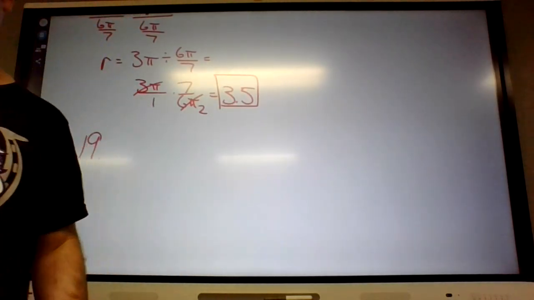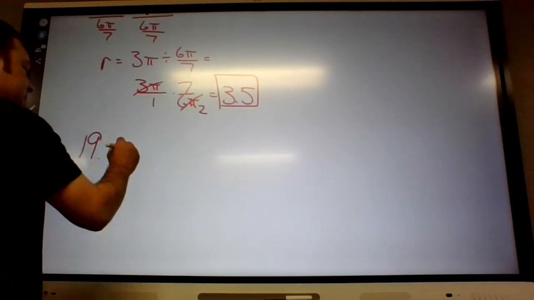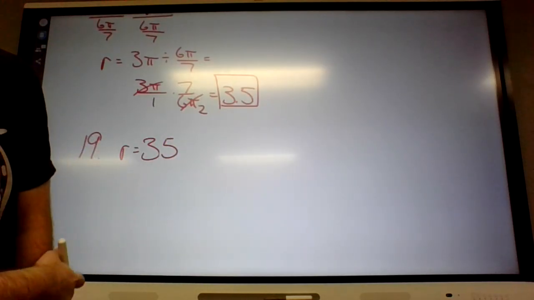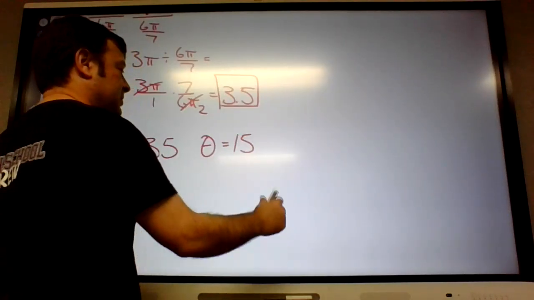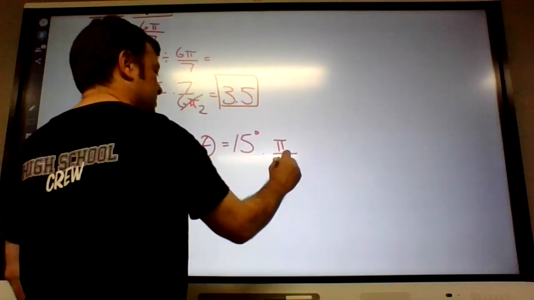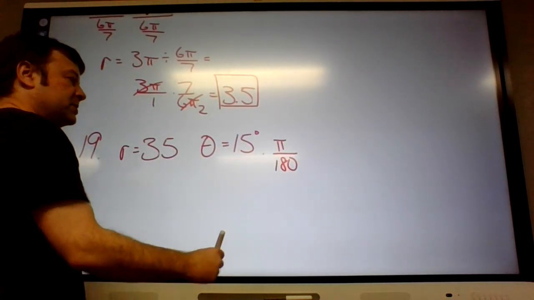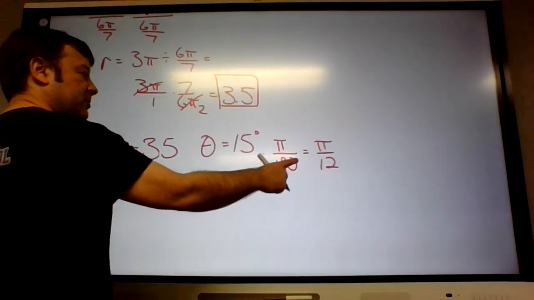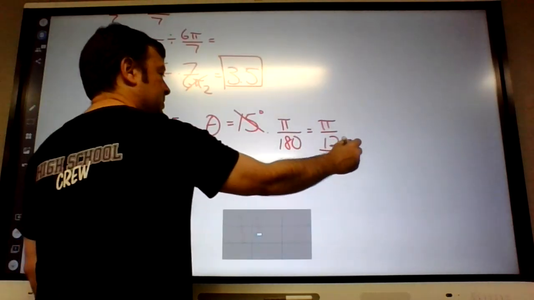Okay, 19, they give us the radius and theta, just like 15, but this time theta is 15 degrees. We're just going to turn it into radians so we can use that formula. Pi over 8? Is that what it is? I feel like we already did 15 degrees. Pi over 180? I think we did do 15 because I remember this. Pi over 12 is what it would be in radians. So we're going to use this instead.